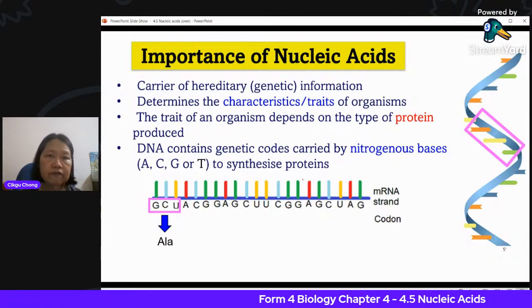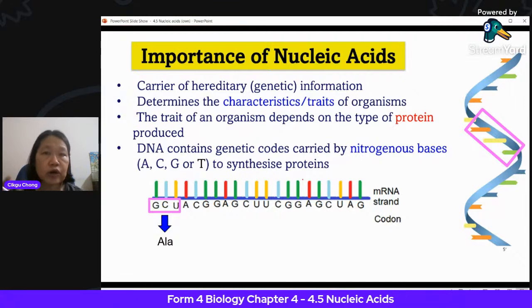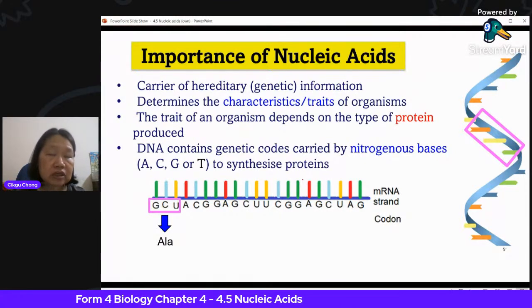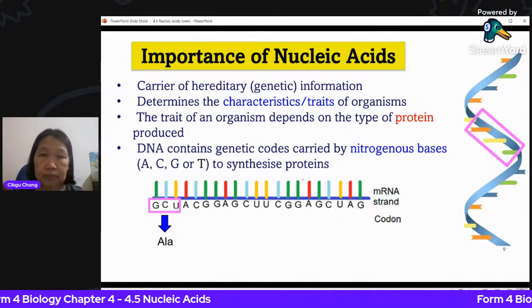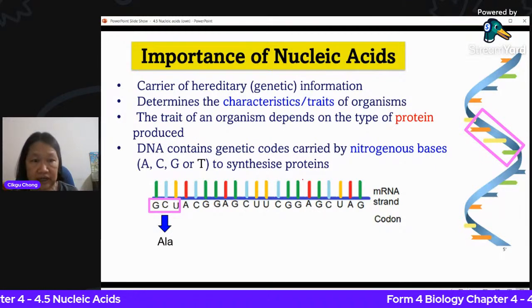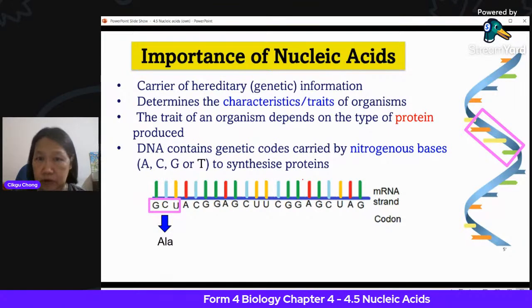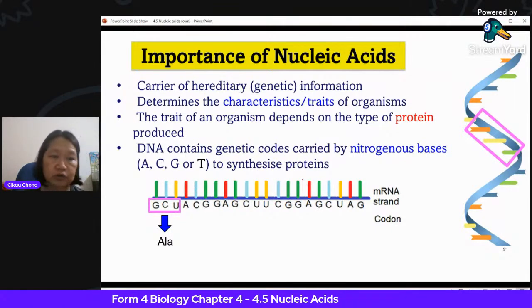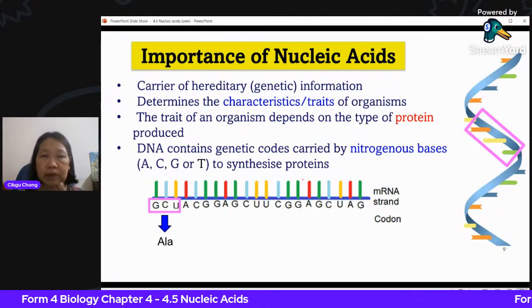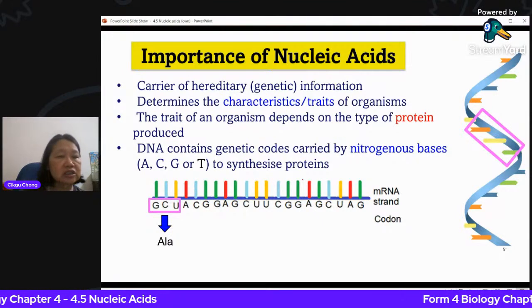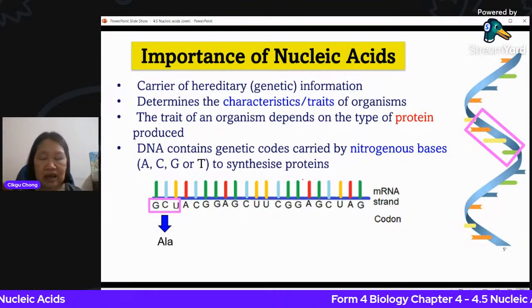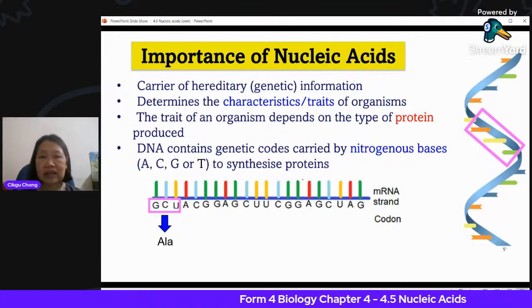Alanine is one of the 20 types of amino acid. You have learned earlier in your class on protein, there are 20 types of amino acids. So GCU is going to make alanine amino acid. Don't have to memorize GCU is alanine. No need to memorize this. Nobody in the world is going to remember GCU is alanine. Nobody has the time to memorize all this. They are not going to ask you.